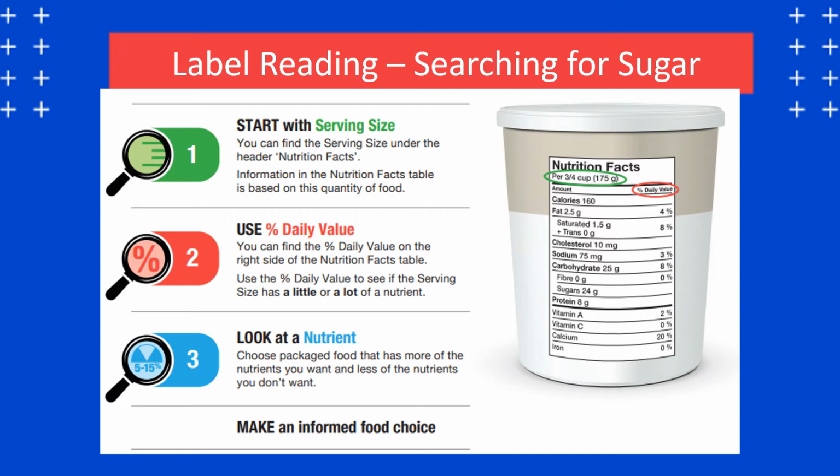One thing I will add is that you'll notice that the sugar here, I will highlight it, is listed under carbohydrates. So what that's saying is that in that 3/4 cup serving of, I think that's supposed to be yogurt, there are 25 grams of carbohydrate, and 24 of those 25 grams are sugar, because sugar is a carbohydrate.